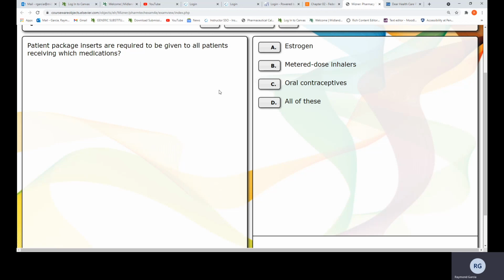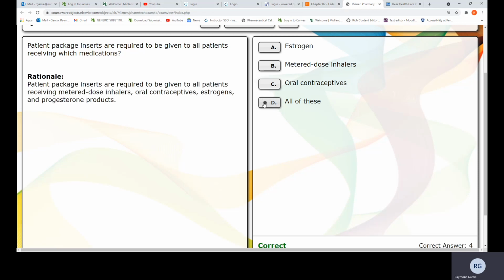Patient package inserts are required to be given to all patients receiving which medications? I would say so. Patient package inserts are required to be given to all patients receiving metered-dose inhalers, oral contraceptives, and estrogen and progesterone.